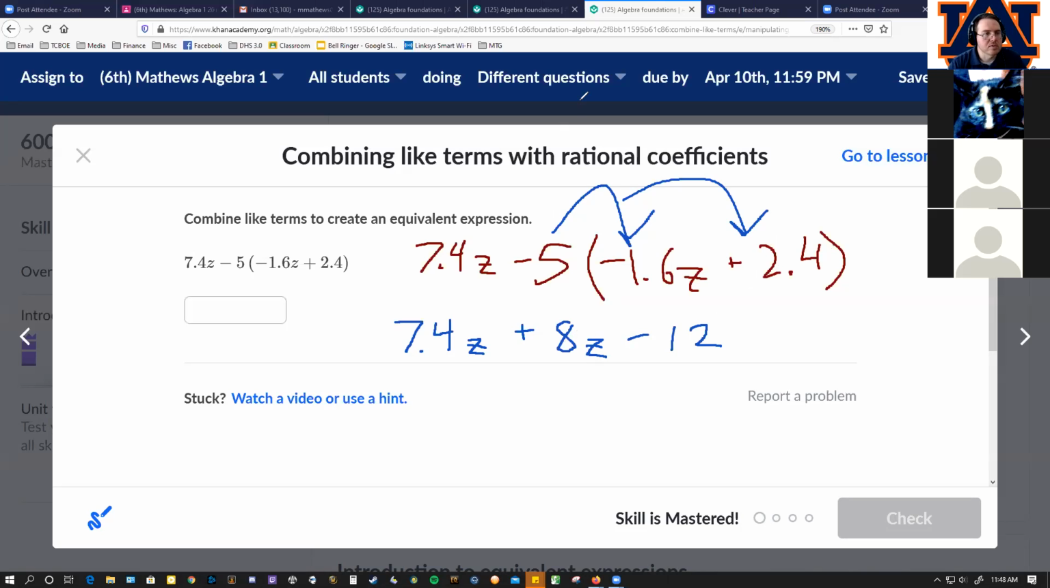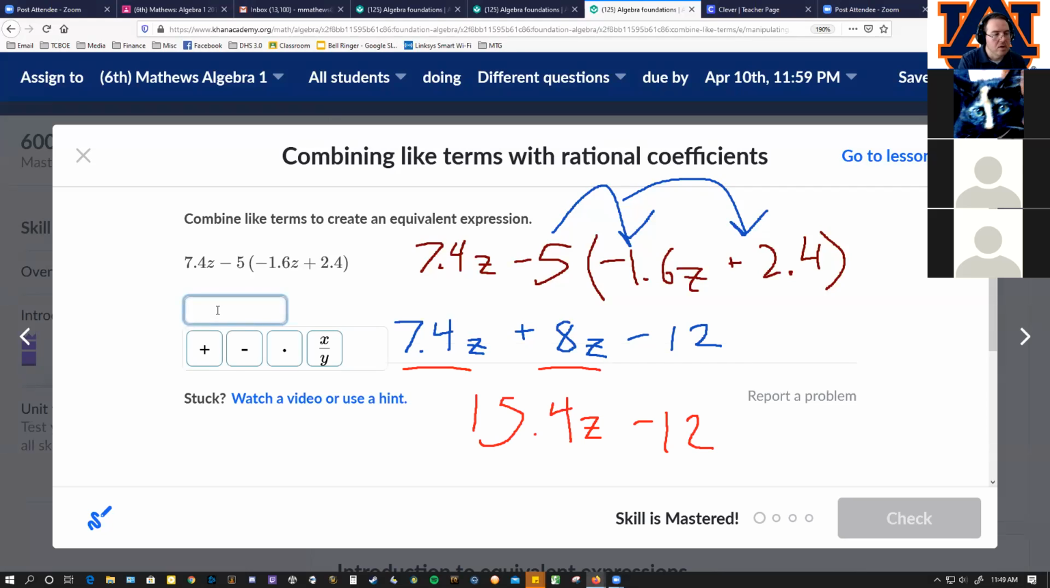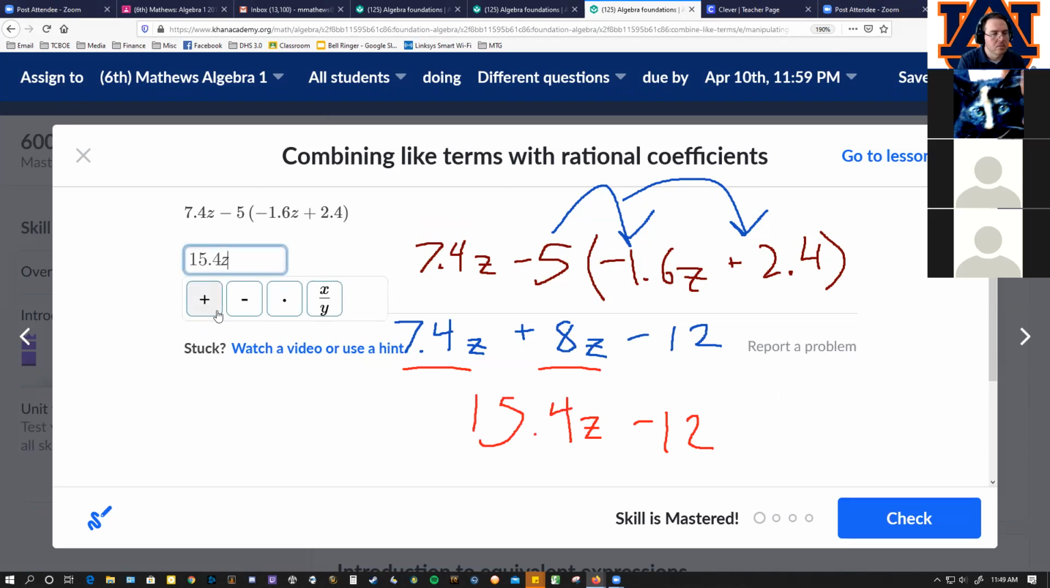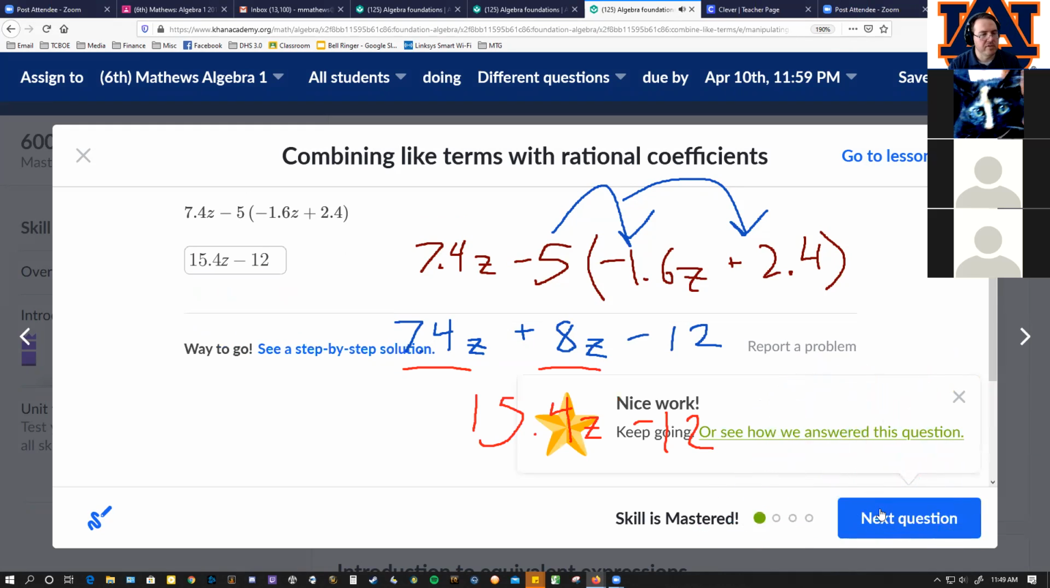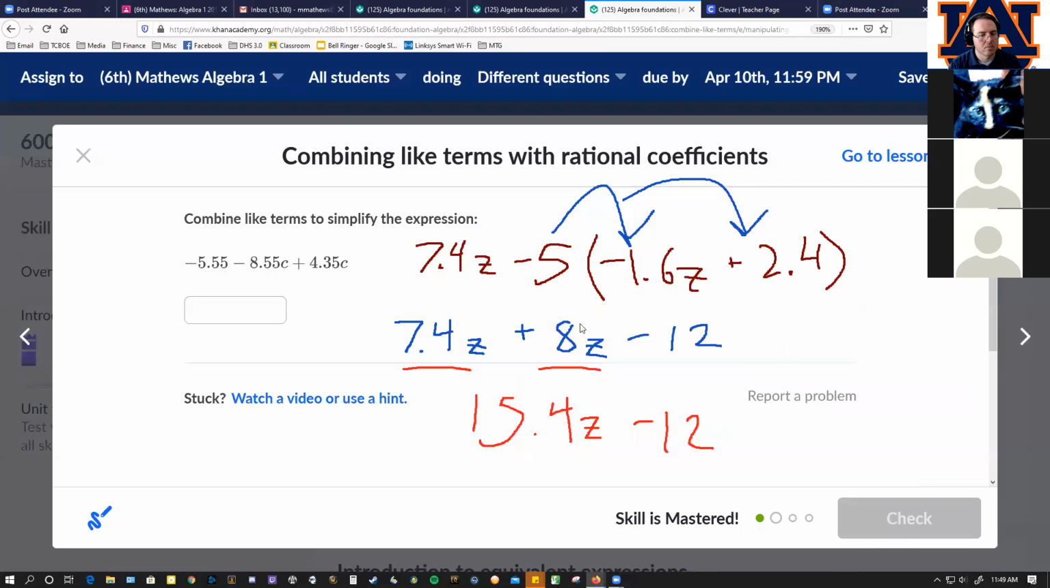Now we just need to combine like terms. So 7.4z plus 8z. Those are the only two things that can combine. So that'd be 15.4z minus 12. And as ugly as that looks, there's nothing else that can be done. So 15.4z minus 12. Relief. Sweet. Clear all that out.